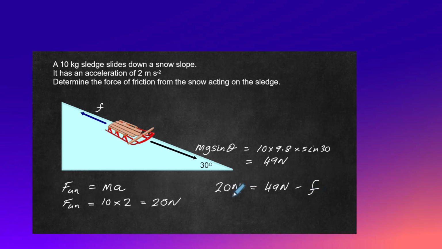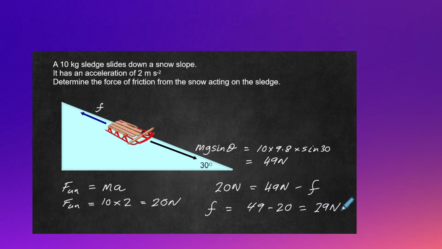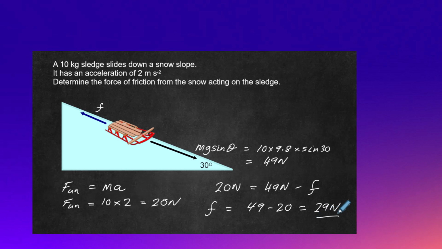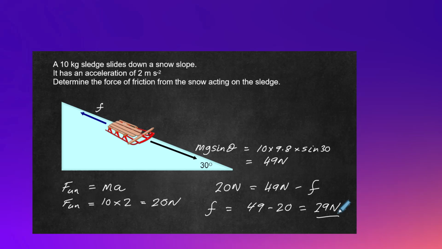The frictional force, if we just swap over, take F over the other side, the frictional force is going to be 49 newtons, and take the 20 over the other side, take away 20. So we can see that the frictional force must be 29 newtons. So that's a good problem because we've not been told the force of friction this time, we have to find it out. And the plan is dead simple.